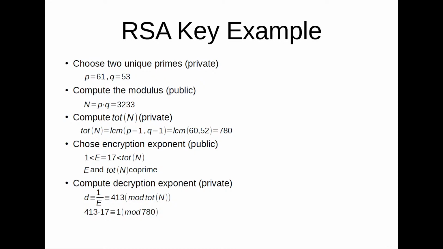Then finally you'll compute the decryption exponent. After you compute it out, that becomes 413, since 413 times 17 is 1 mod 780.